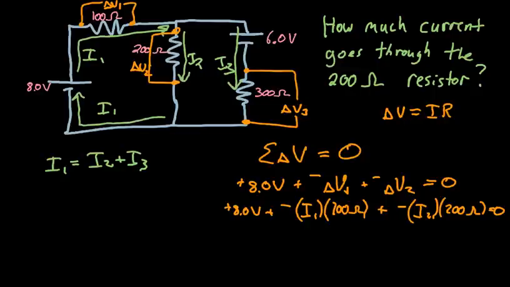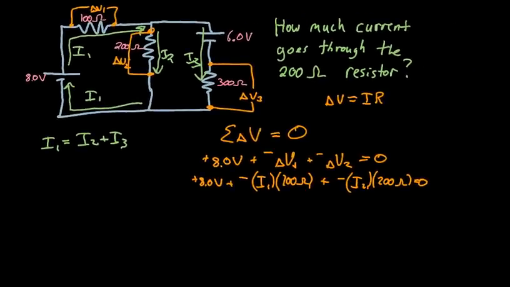So let's write another loop rule equation. We did the loop through this 200 ohm resistor. Now let's go through this 300 ohm resistor and through this other battery. And so for that one, we'll start in the same place. So another total delta V has to equal 0. We'll still go through that battery first, 8.0 volts. We'll still go through the 100 ohm resistor, so plus a negative delta V1. Then we're going to go through this other battery, the 6-volt battery.